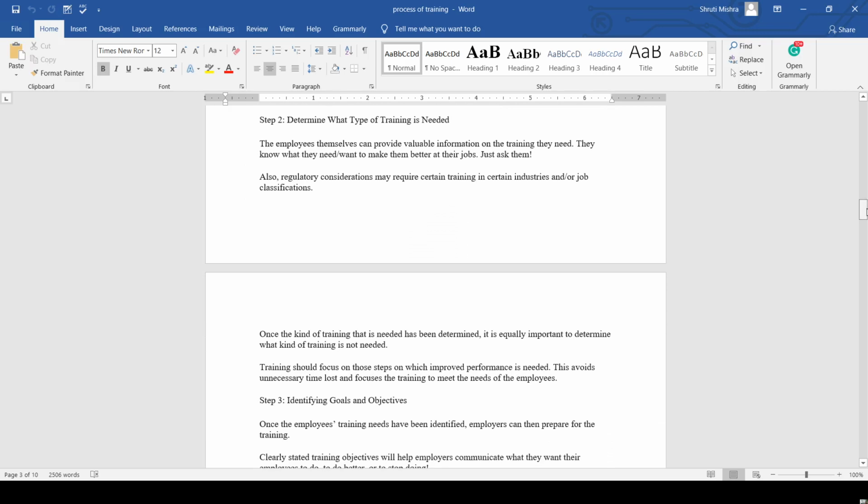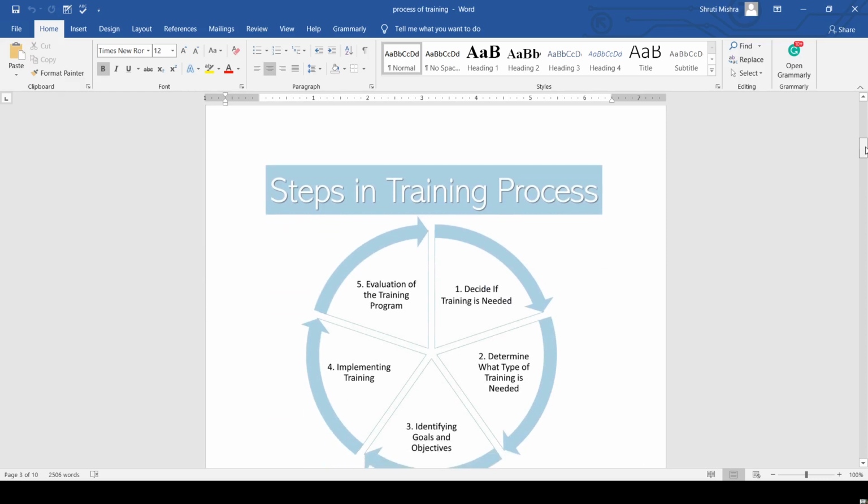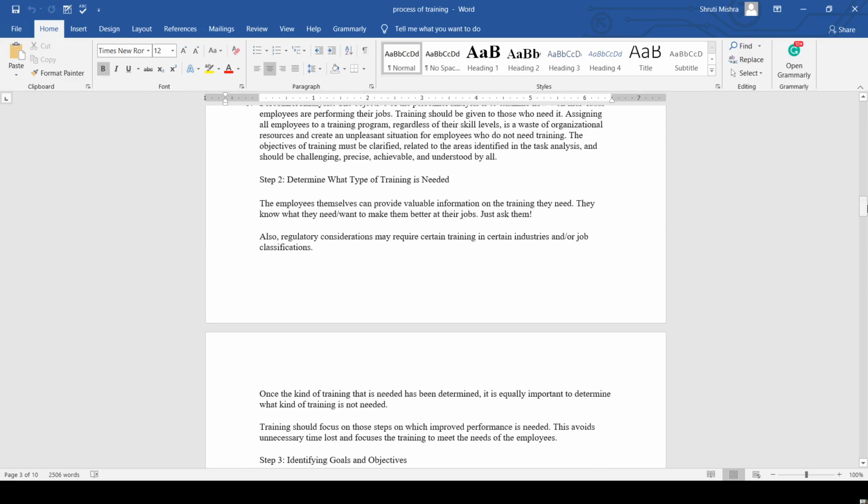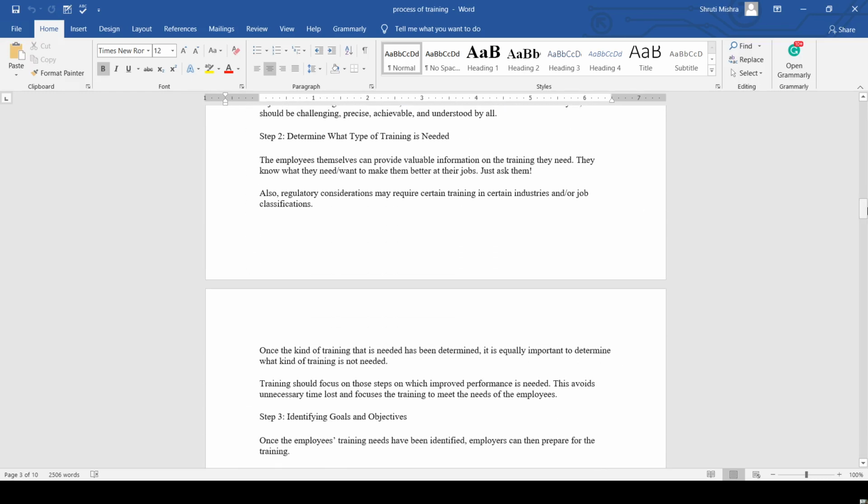The next one is to determine what type of training is needed. Now let's talk about it. The first step is done, so now we determine what type of training is needed. That will depend on the employees, on what type of performance they are having in the organization, where they are lacking, and if they are not lacking, then what other things will be required for them in the near future.